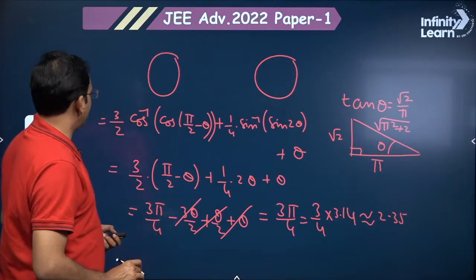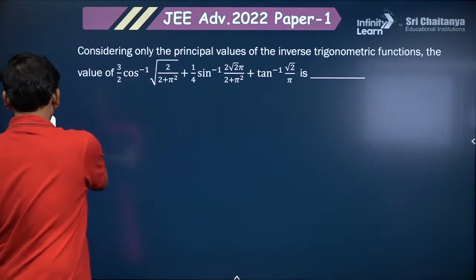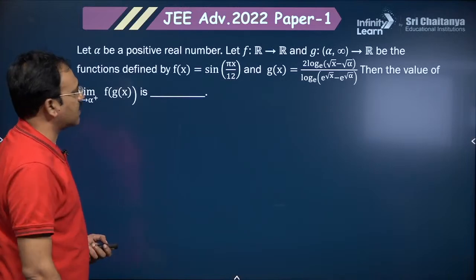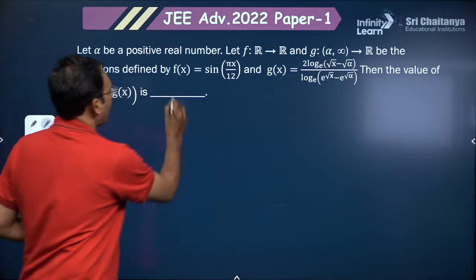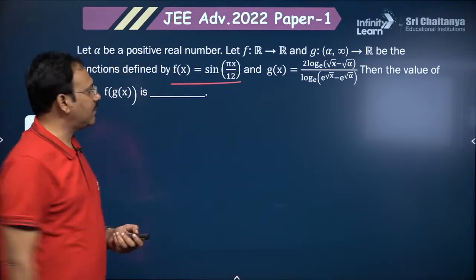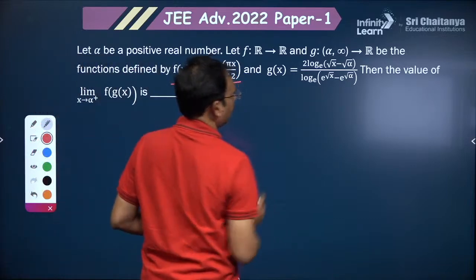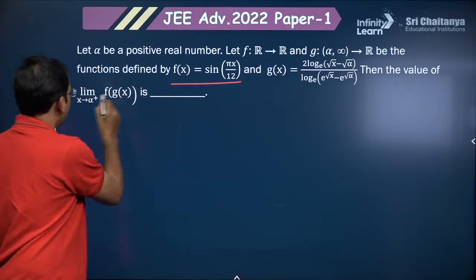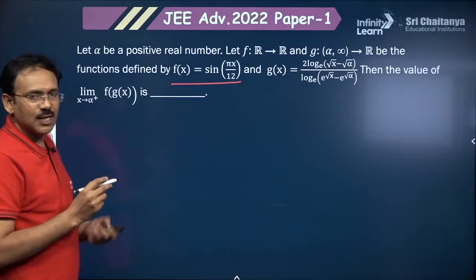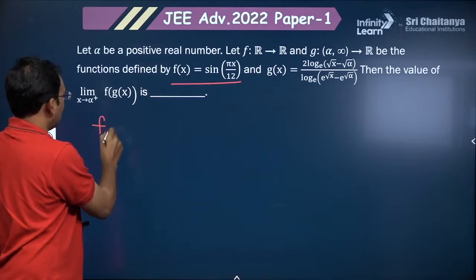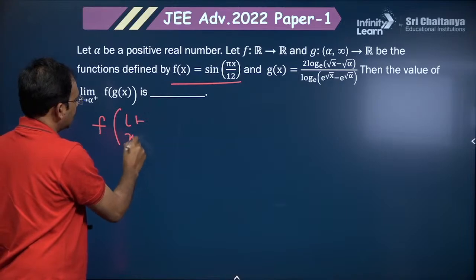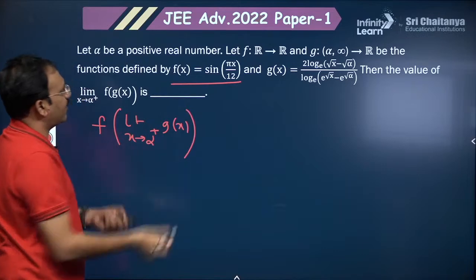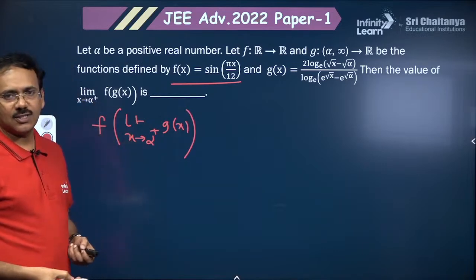The next, my dear friends, yeah, second question, yeah, this is the one. You are given f of x is sin of pi x by 12, g of x is this particular function, then the value of f of g of x. If g of x is continuous at alpha plus, you can take this limit as f of the limit as x extends to alpha plus of g of x, so that f of that is going to be the answer for this.